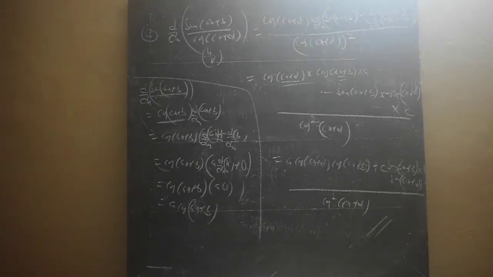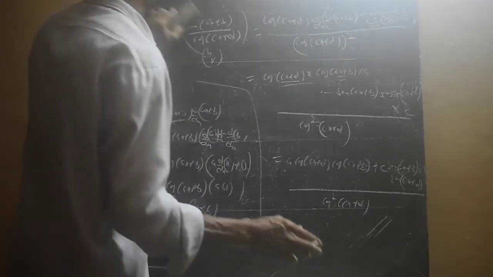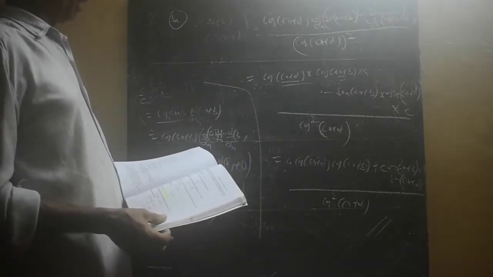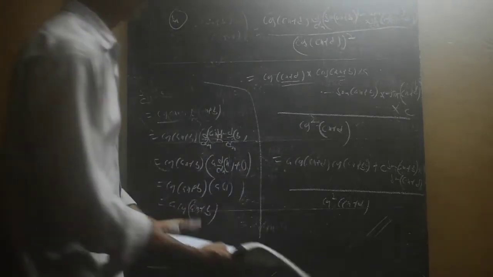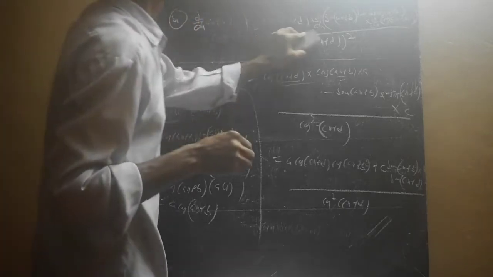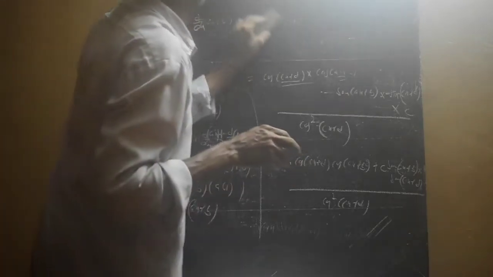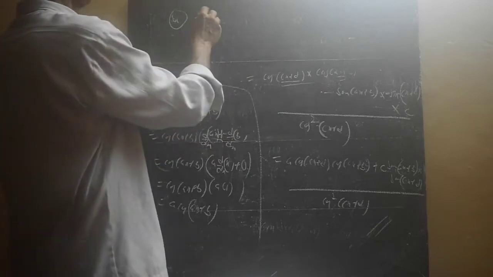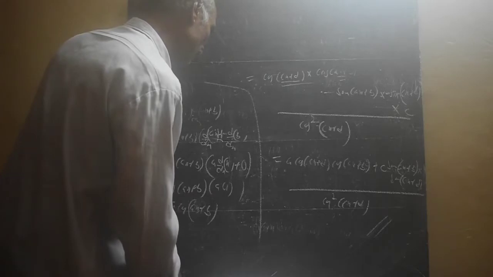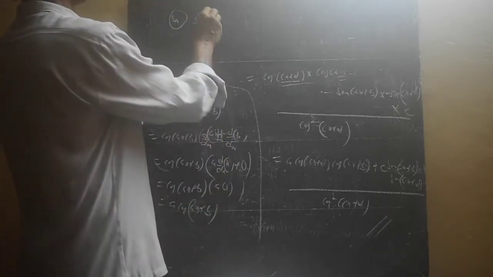Now the last one, the fourth one: d by dx of sec of tan x. It is a somewhat extended problem, and a little bit of attention is required here. d by dx of sec of tan x.